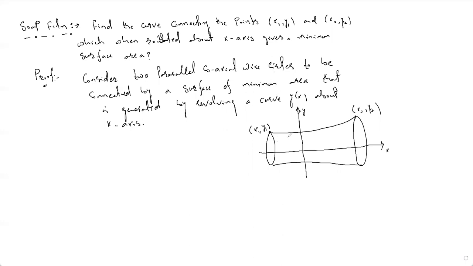So that soap film will always try to acquire a minimum surface area between these two endpoints. So how are we going to find the curve y of x? We will use the variational technique. What I will do is choose from this whole area a single area element. This is drawn in two dimensions, but in reality it is three dimensional.